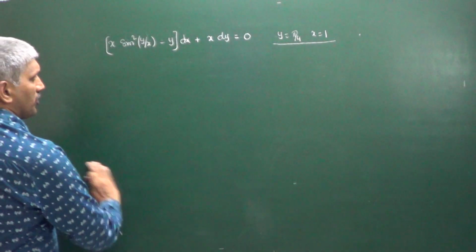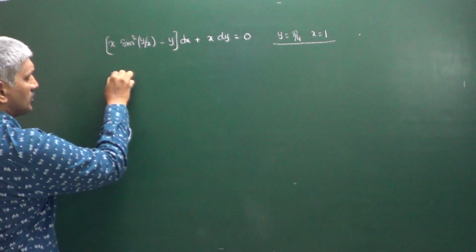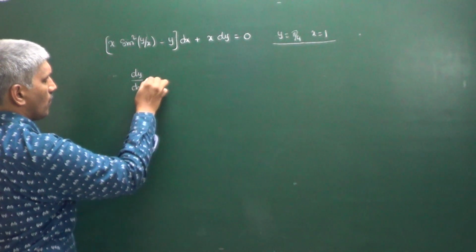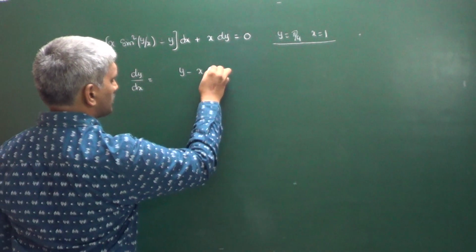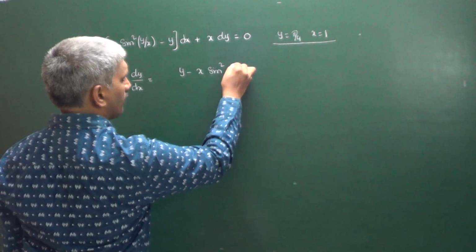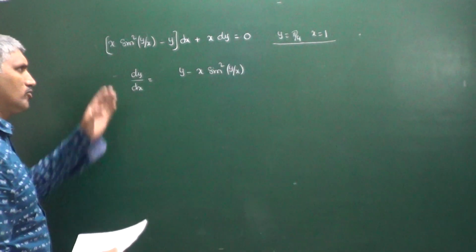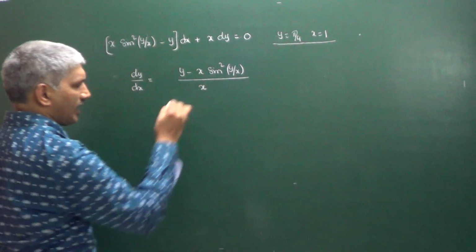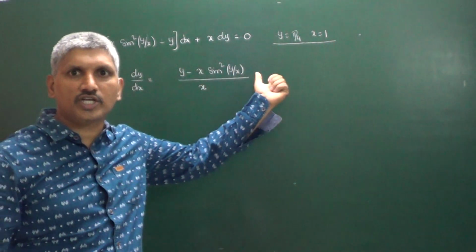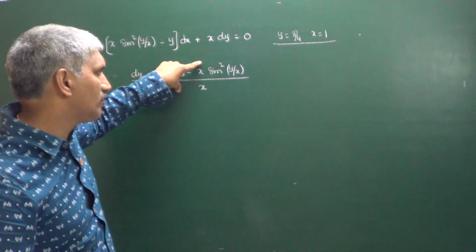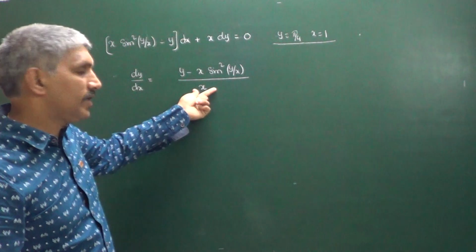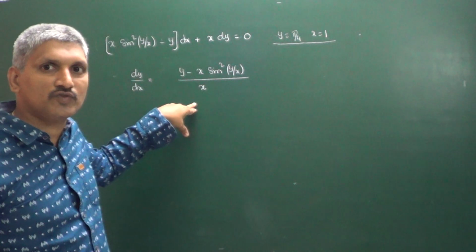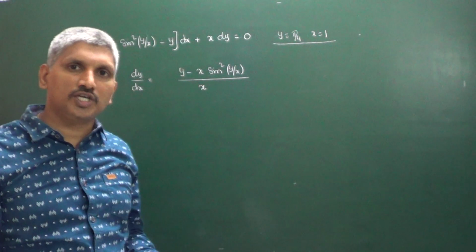Okay, right. Observe here, now this can be written as x into dy by dx we are finding. So dy by dx is equals to y minus x into sin square y by x, shifted to that side, divided by x. Yes, it is a homogeneous differential equation. Y power is 1, x power is 1. Numerator is a homogeneous function of degree 1. Denominator also homogeneous function of degree 1.